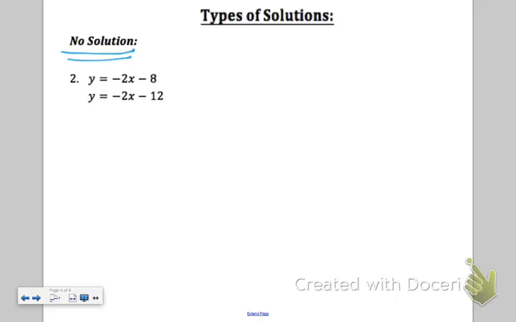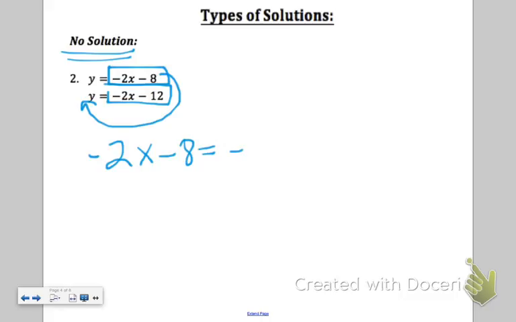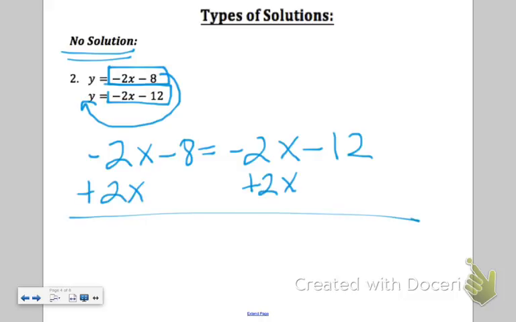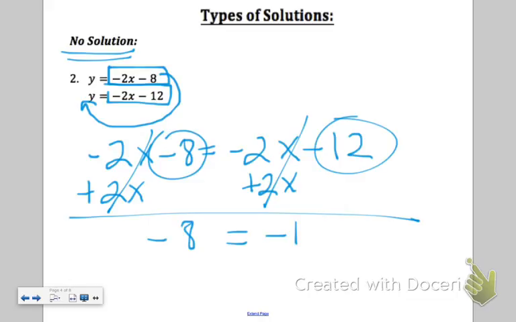If we were to solve this algebraically, each of these equations is set equal to y, so we're going to set both of the right-hand sides of the equations equal to each other. We're substituting what we have for y into the second y. So negative 2x minus 8 equals negative 2x minus 12. If I add 2x on both sides, they're going to cancel out. And what we're left with is our constants. So we have negative 8 is equal to negative 12.